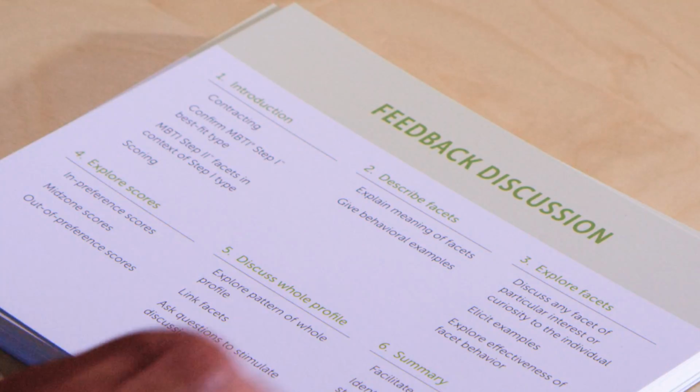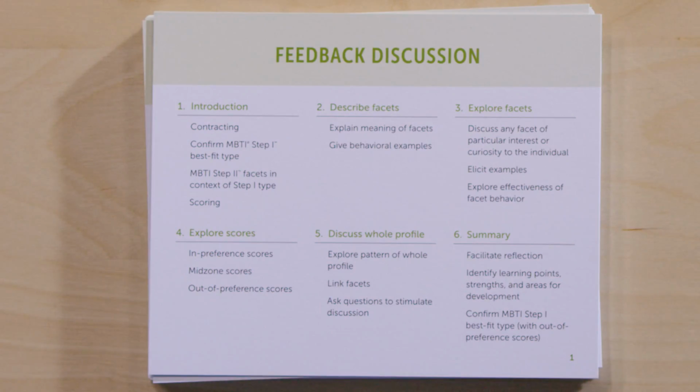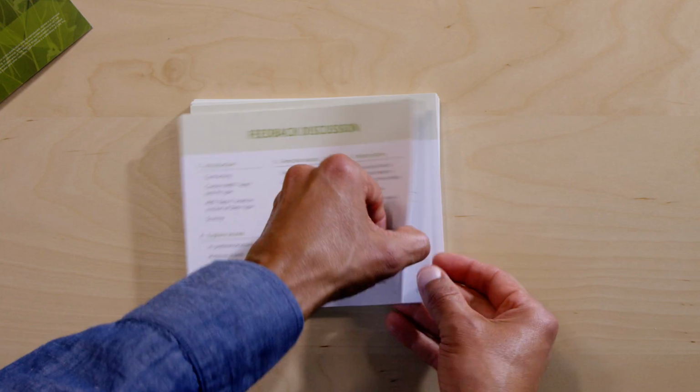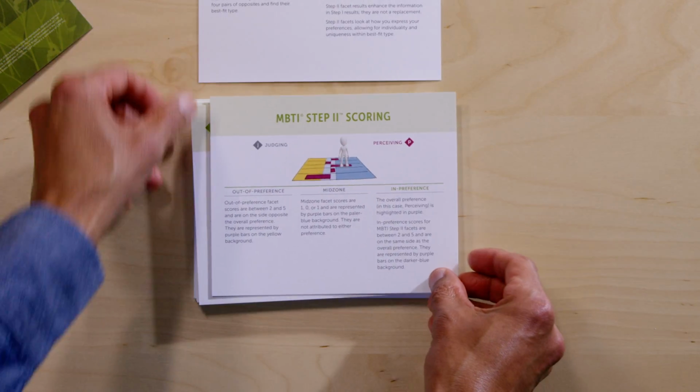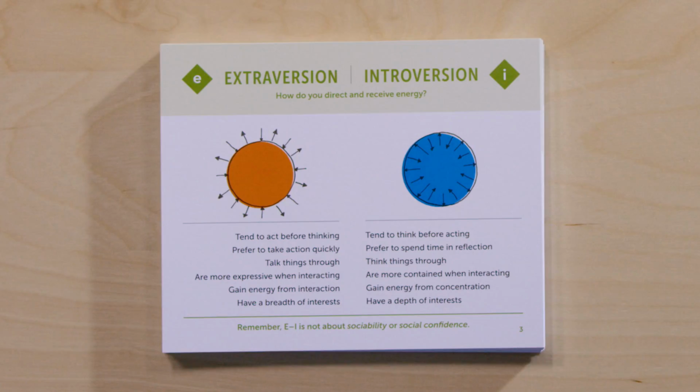In a typical Step 2 feedback session, you would explain what Step 2 facets are in the context of Step 1 type and how the scoring works. The back of Card 1 and Card 2 provide some useful information to help you do that. Card 3 starts the discovery of the facets.